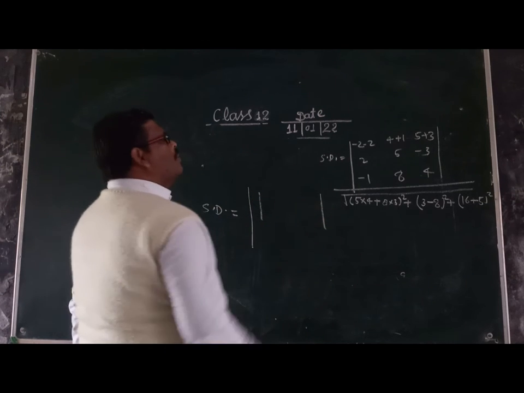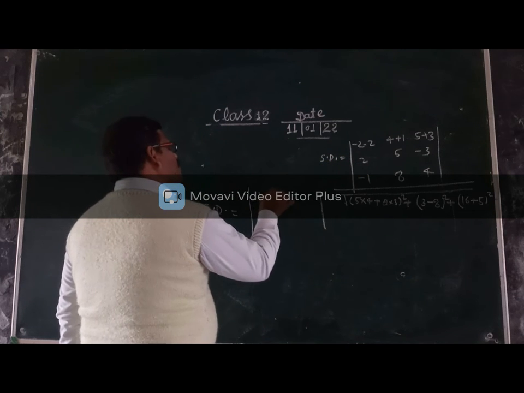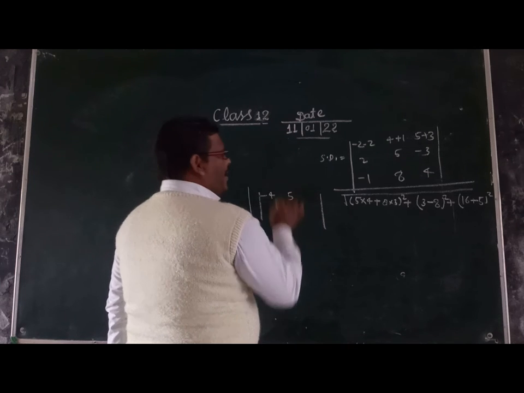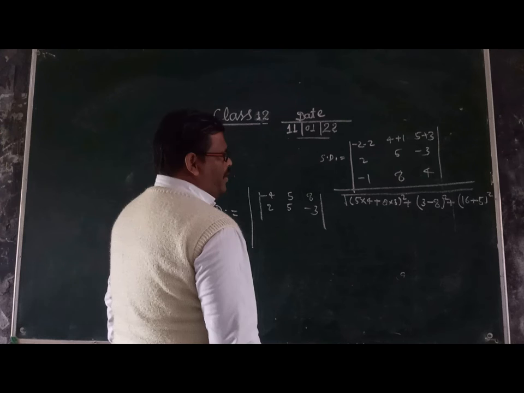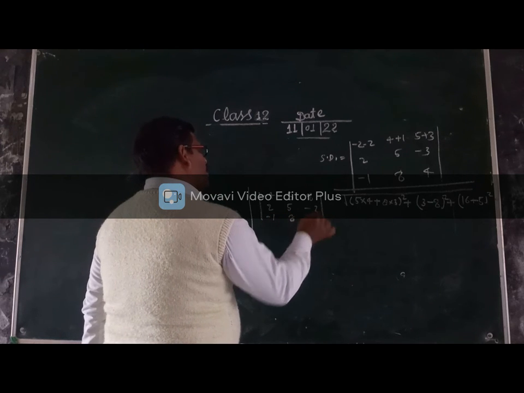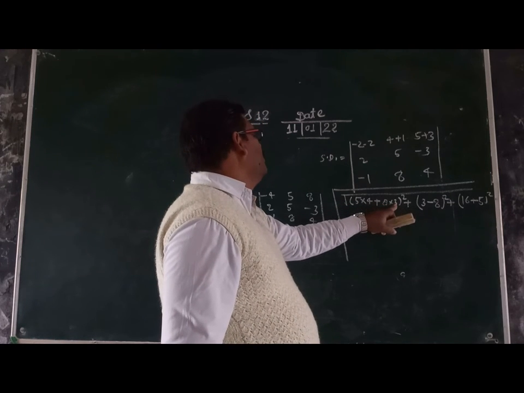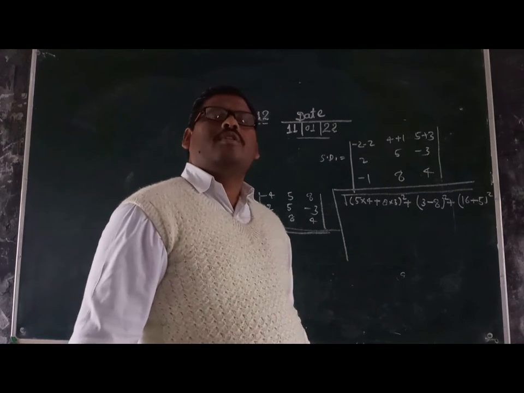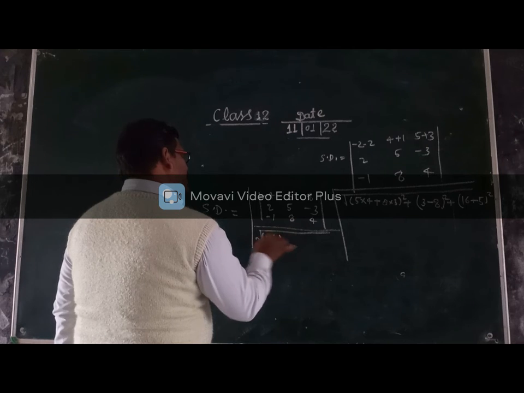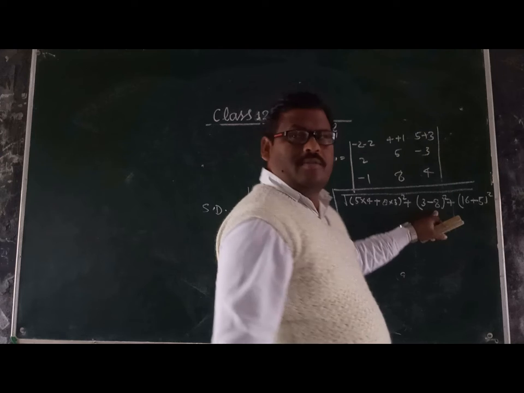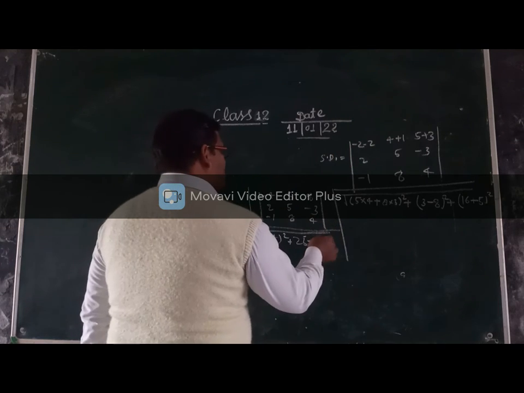Now SD is equal to the shortest distance, mod of the determinant minus 4, 5 plus 1 is 5, 5 plus 3 is 8, then 2, 5, minus 3, and minus 1, 8, 4, whole mod, upon the square root of: 5 into 4 is 20, 8 into 3 is 24, 20 plus 24 is 44, 44 square, plus the next term is 8 minus minus 5, 25, plus 16 plus 5 is 21, whole square, 21 square that is 441.